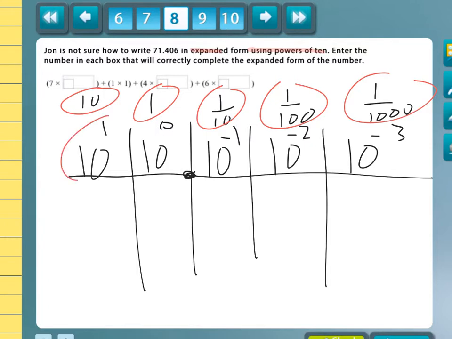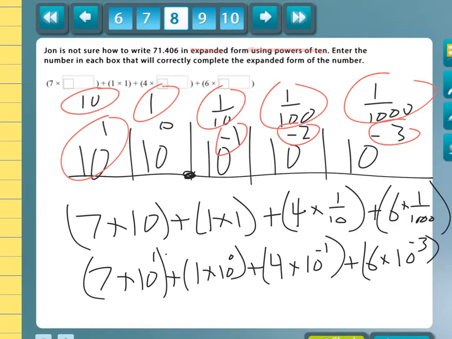But the smarter way to do it is 10 to the second power, 10 to the first power is 10, 10 to the 0 power is 1, 10 to the negative first power is 1/10, 10 to the negative second power is 1/100th, 10 to the negative third power is 1/1,000th. So I would write it the way Think Central wants, but you can also write it this way. And here are the two ways that you could write it.